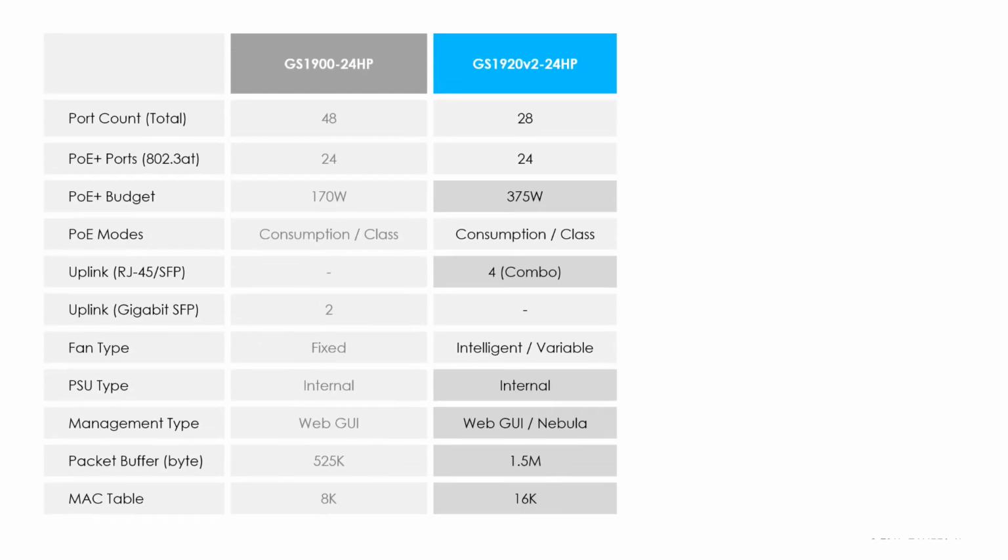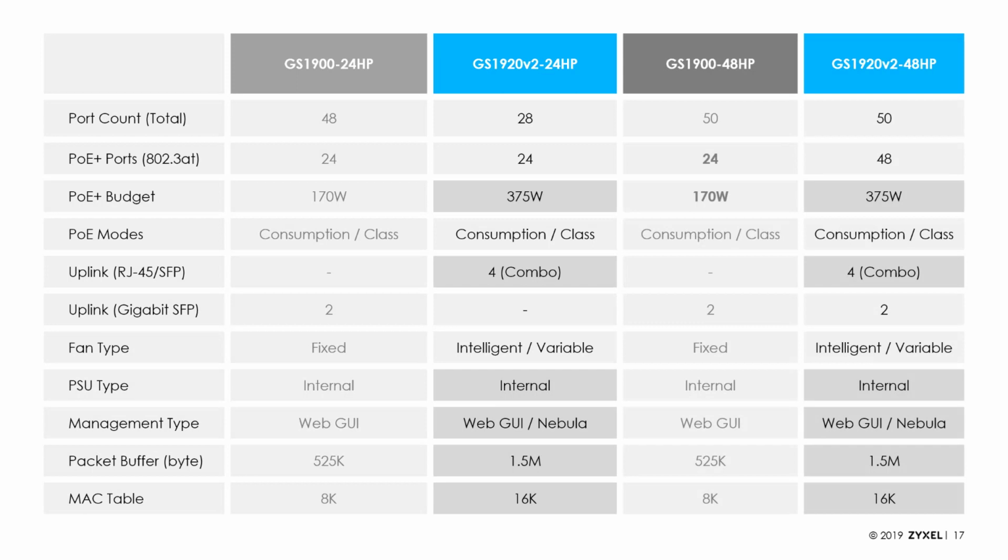For the GS1900 24 HP and the GS1920v2 24 HP, the 1920v2 has a significant PoE budget compared to the 1900, so 170 watts versus 375 watts. The GS1920v2 HP also has obviously larger capacity in packet buffer and MAC table, and also has a larger capacity in terms of port count for RJ45 and SFP uplinks as well, so combo ports.